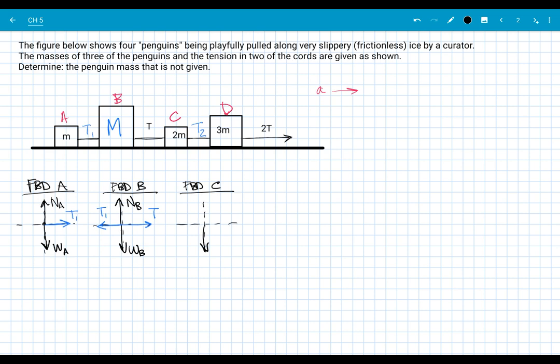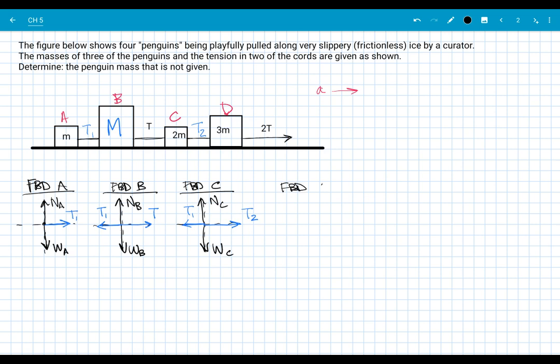Do the same thing. We have the weight of penguin C and the normal force of penguin C. I know those are equal and opposite due to the fact that acceleration is 0 in the vertical. And for the horizontal forces, I have T2 to the right and T to the left. Don't get too caught up at this moment in what you know or don't know, what's given or not given, because you're going to generate a whole bunch of equations. Remember, you're going to generate one equation per penguin in this problem. So we don't expect to have the answer right in front of us.